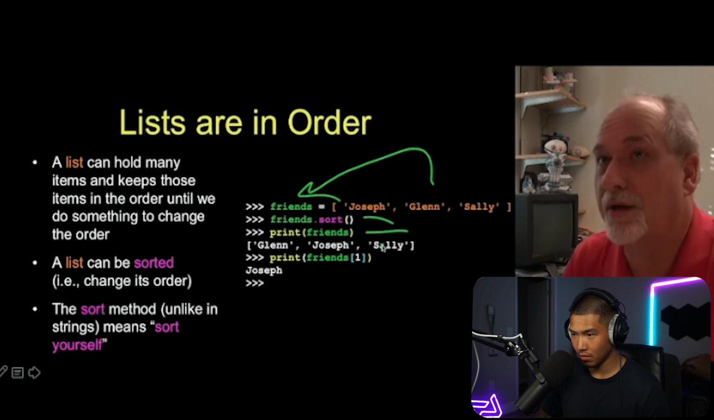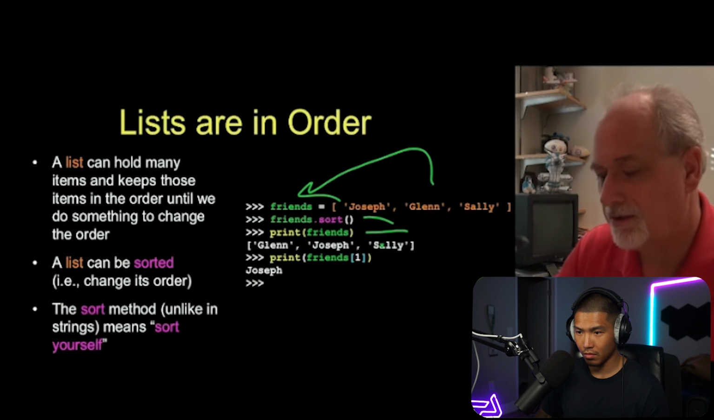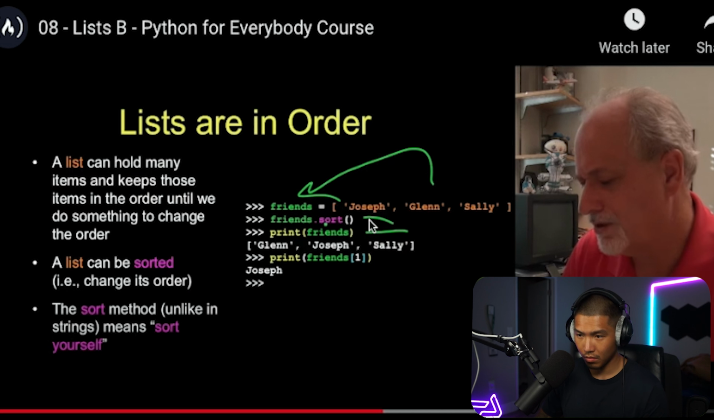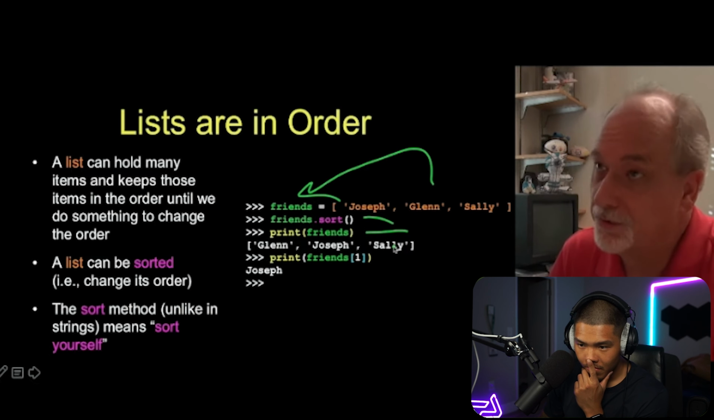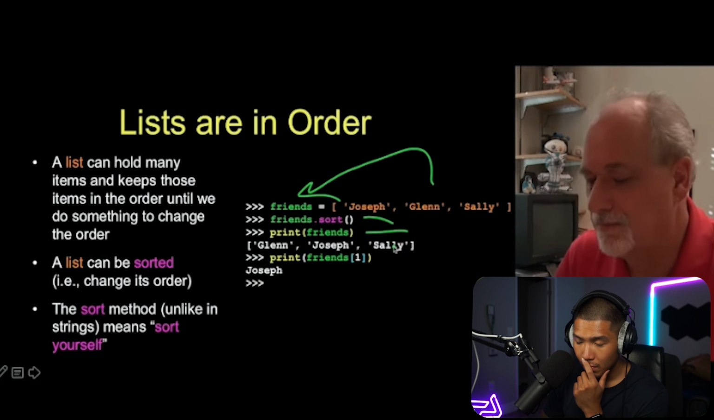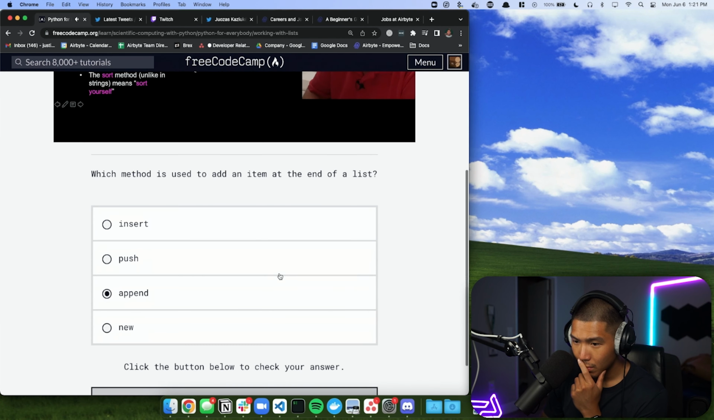Now, this actually sorted the list in place, which is different than upper and lower, because if you remember, strings are not mutable, but lists are mutable. And so you say, hey, just sort yourself, and then it sorts it, and then it's in alphabetical order: Glenn, Joseph, and Sally. I happen to be clever. I only put strings in there, and I put my uppercase and lowercase in a very consistent pattern, but the list is changed. And if I look at list sub 1, that is the second item, which is Joseph, that prints out right down there.